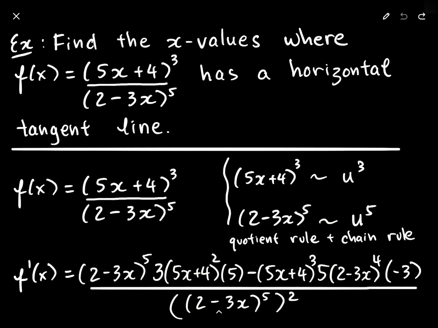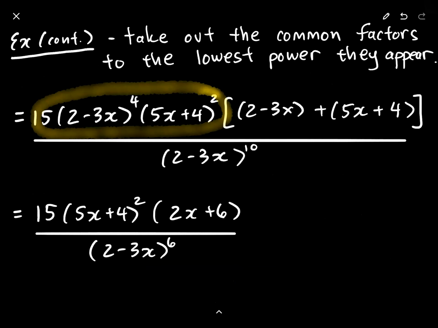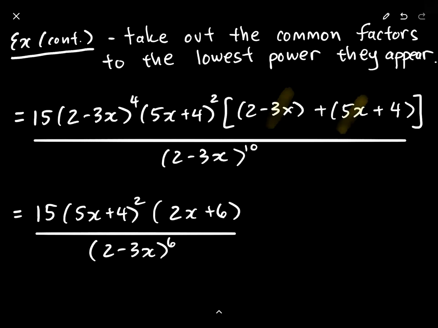We can take out the common factors to the lowest power that they appear in any of the terms. So for common factor 2 minus 3x, we'll take it out to power 4. We can also take out 15, and we can also take out 5x plus 4 to power 2. So here in the front, we factored 15, 2 minus 3x to power 4, times 5x plus 4 to power 2. Then in the big bracket, we are left with 2 minus 3x plus 5x plus 4. So if we add up the like terms in the big bracket, 5x minus 3x will be 2x, and 2 plus 4 will be 6.